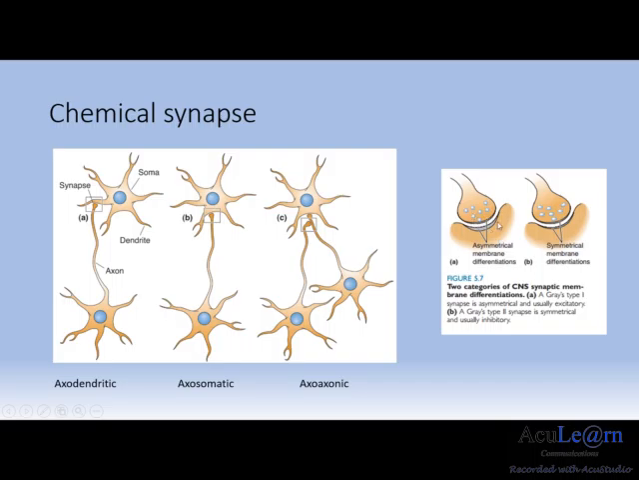Those with thicker postsynaptic membrane differentiations are Gray type 1, which are asymmetrical synapses that are usually excitatory by nature. Those with similar membrane differentiation thickness are Gray type 2, which are symmetrical synapses and are usually inhibitory by nature.